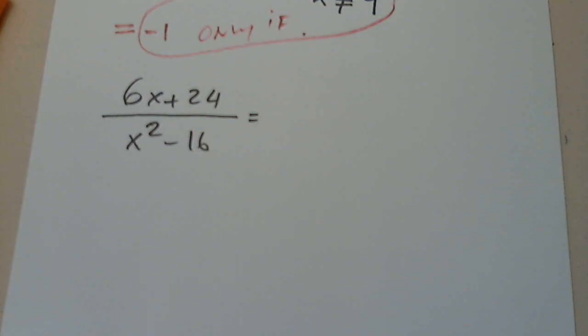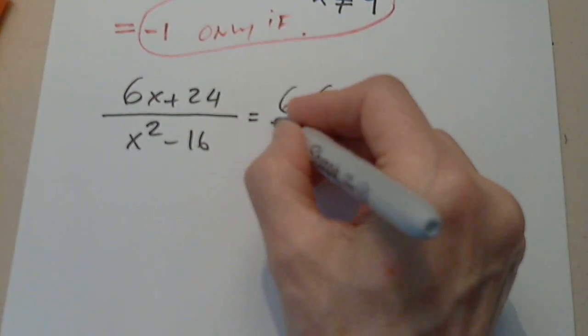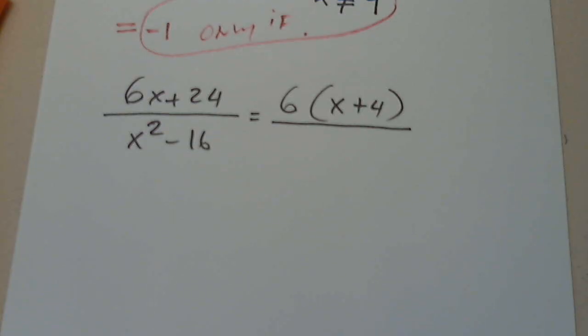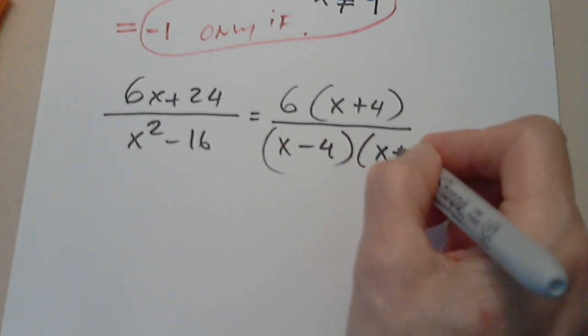Is there something we can do to the numerator? Yes, no? 6x plus 24, any suggestions, please? This is what the test is on today, right? Would that be 6 parentheses? Indeed. X plus 4? X plus 4, indeed, perfect. Now let's look at the denominator. Thank you, perfect. Now the denominator, please. That'll be x minus 4, x plus 4. Excellent. Thank you very much, Samia.